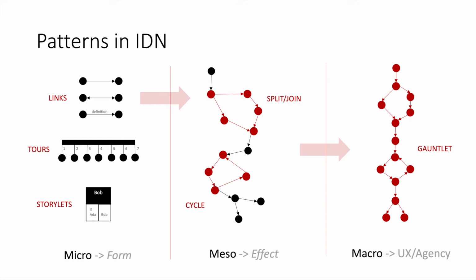But it essentially represents a linear story with some sort of deviations from the path. So our split join at the beginning is one example of that, and the cycle that we get towards the end is another. Now, macro patterns try to capture a broad sense of what the user experience is like, particularly in terms of the level of agency that they get within a story.